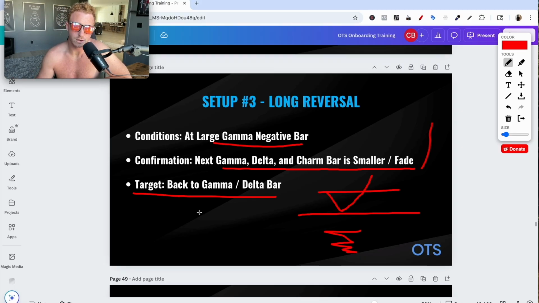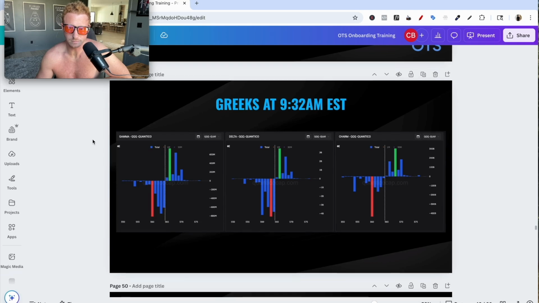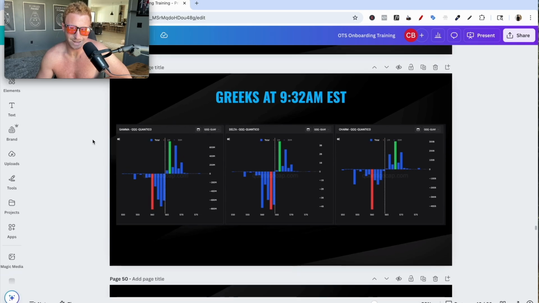Again, 1 point on QQQ is like 44 points on the NASDAQ, so that's really all you need. Anyways, let's go ahead and show you an example of a trade like this. These are the Greeks at 9:32 a.m. Eastern time. This is actually a trade I took this week.